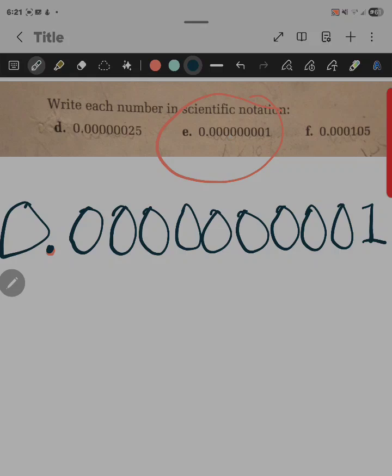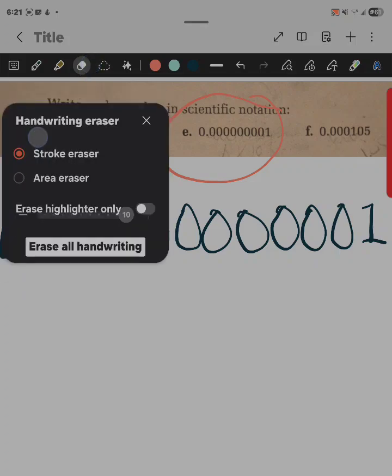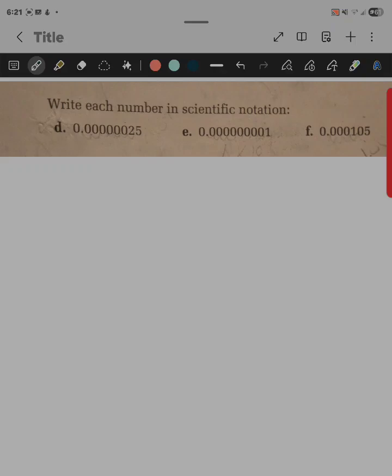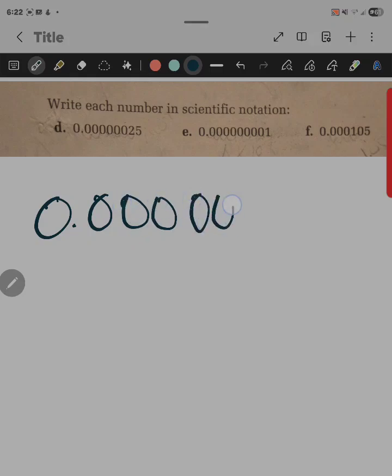Well, I think I have an extra 0 in there. Let me erase that. All right, let me try that again. So I have 0.000000001. That's better.